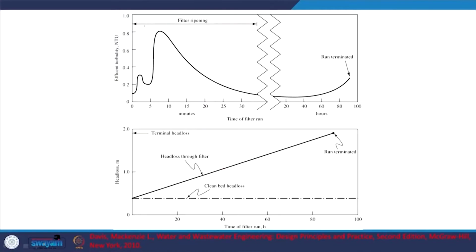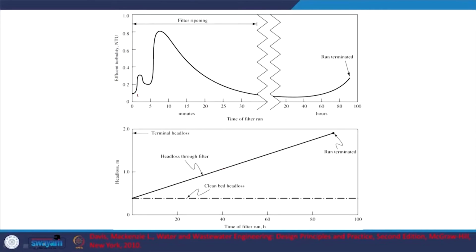Hello everyone, welcome back. In the last session we introduced ourselves to the different mechanisms by which suspended matter can be removed by different types of filtration. One is depth and one is surface filtration by the membranes. And then we started looking at the aspects relevant to depth filtration.